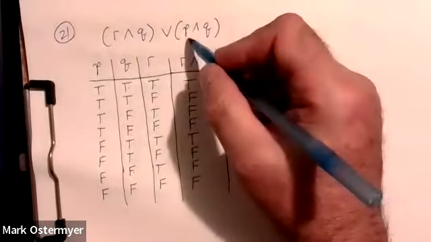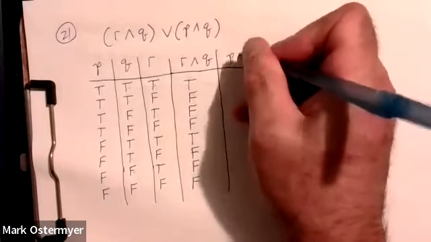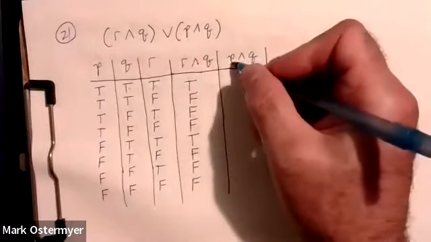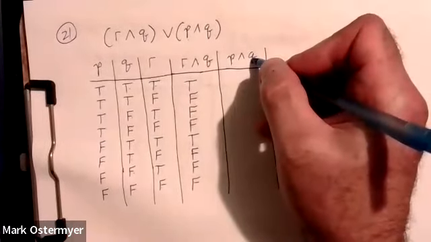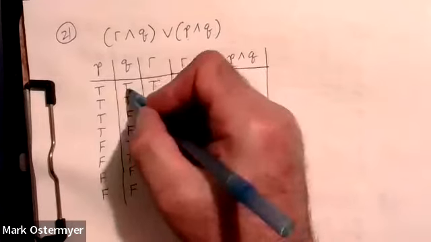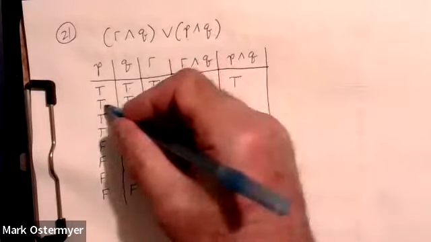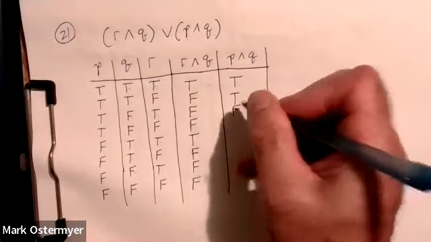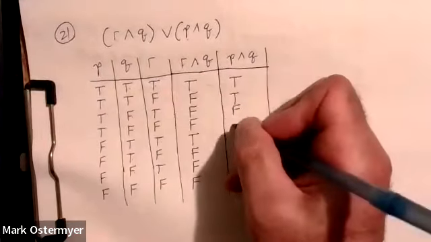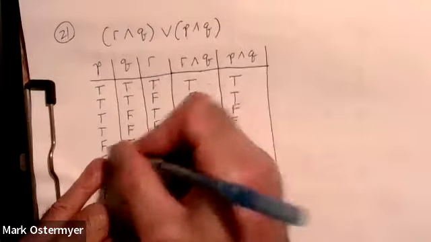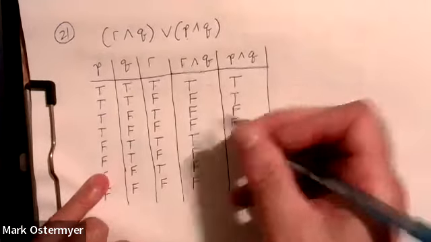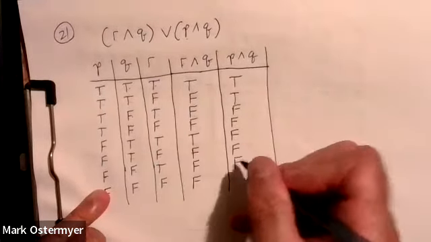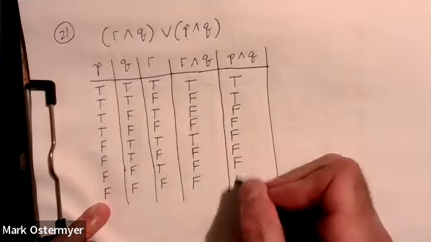Then I'm going to form a column which is going to be P and Q. This is only true if both P and Q are true. Otherwise, it's always false. So true and true, true. True and true, true. True and false, false. True and false, false. False and true, false. False and true, false. False and false, false. False and false, false.